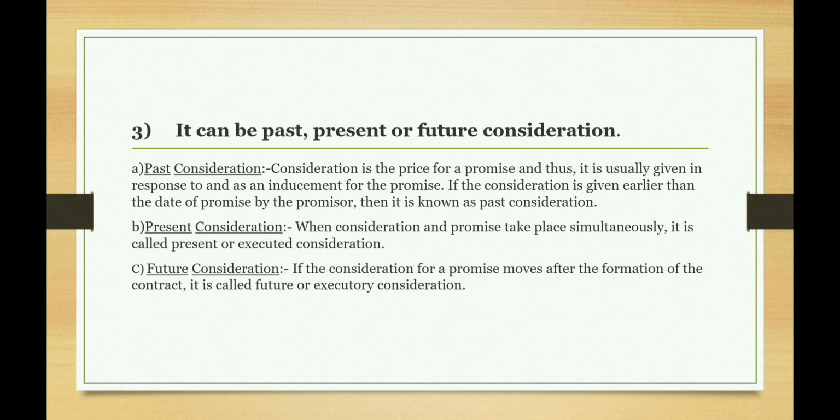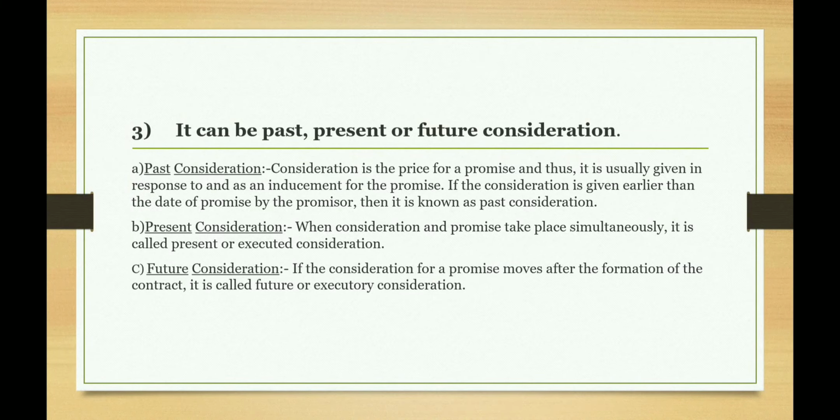Third one, it can be past, present, or future consideration. Past consideration. Consideration is the price for a promise and thus it is usually given in response to and as an inducement for a promise. If the consideration is given earlier than the date of the promise by the promisor, then it is known as past consideration. For example, X found Y's purse on the road. He returns the same to Y, who promises to give rupees 100 to X for his services. This is a valid contract.